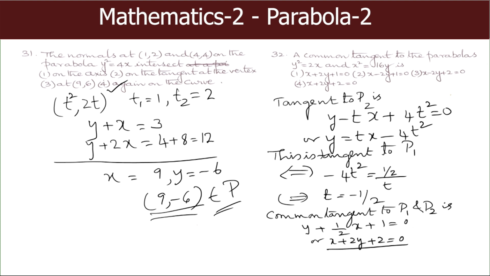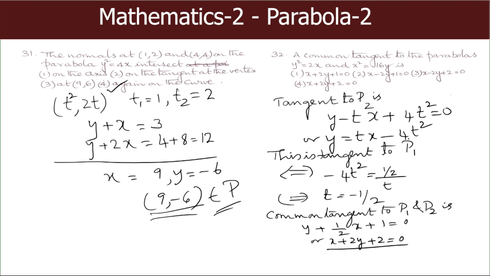Roles of x and y are interchanged here in the standard equation. So, it is not x minus ty, it is y minus tx plus a, which is 4t square, equal to 0. This in the slope form is y equal to tx minus 4t square. And here m is t and c is minus 4t square.